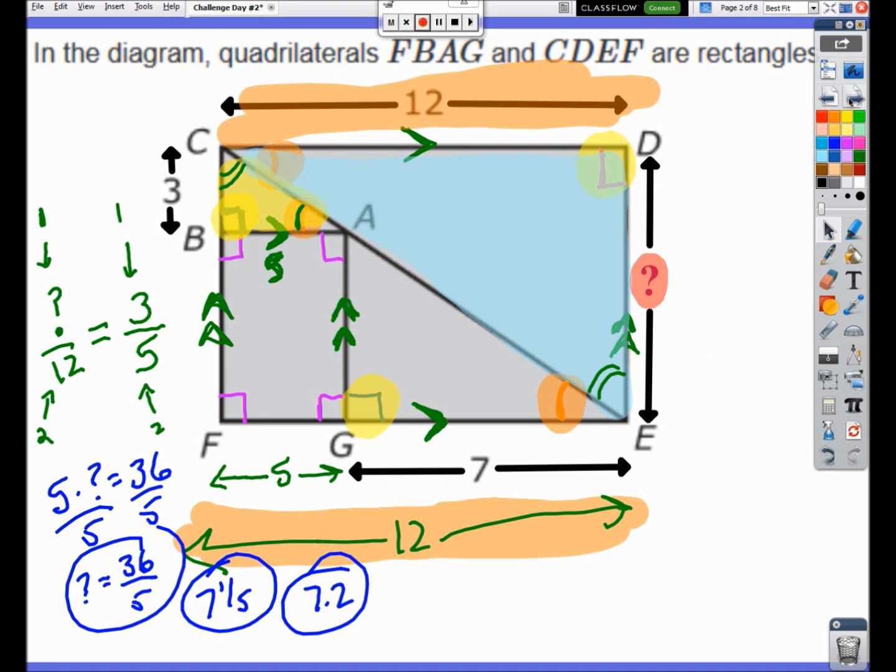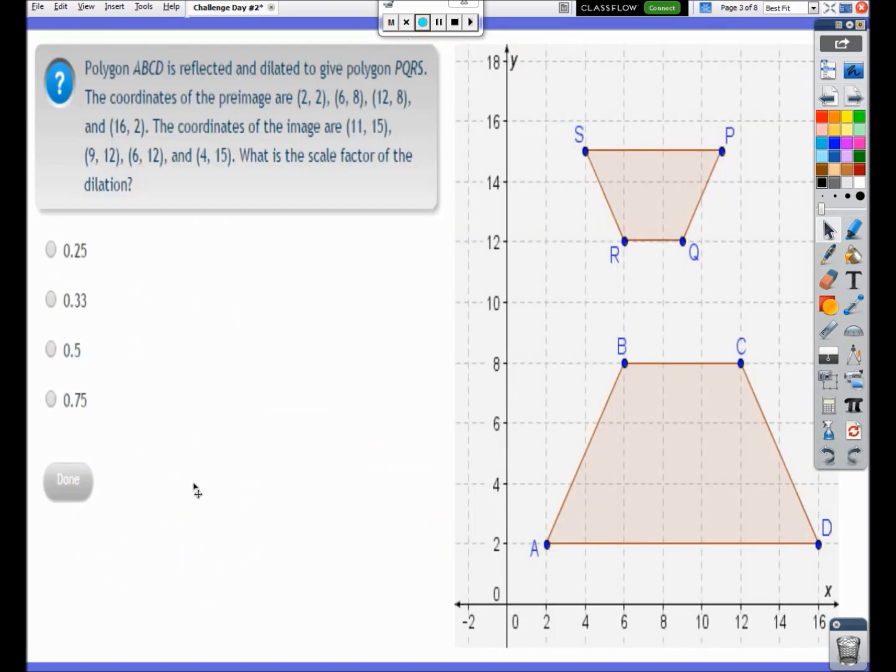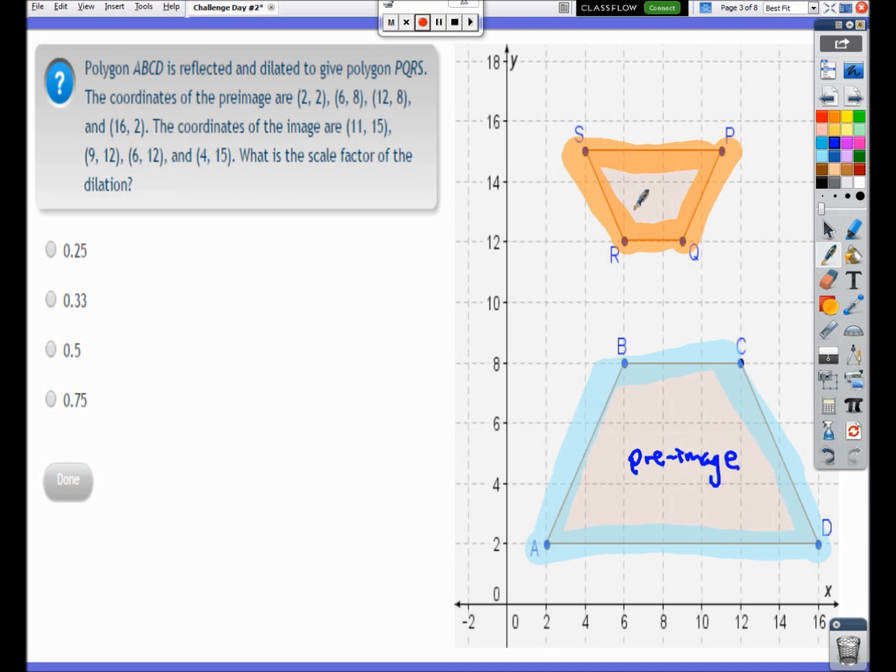All right, let's move on to the next problem. Number 3. Ooh, an old dilation problem. Fun times. So we've got polygon ABCD, which looks an awful lot like an isosceles trapezoid from last chapter, is reflected and dilated to polygon PQRS. So this is the original, what we would call the pre-image, if you remember back from our transformation unit, and it turns into this image. So this is the before, and this is the after.